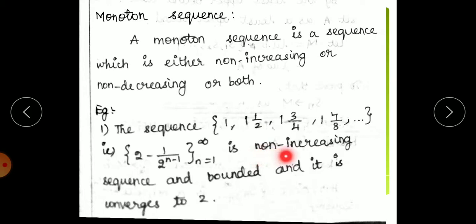See the sequence, it is non-increasing. Non-increasing means it's a decreasing sequence. If you see the sequence itself, you know that one value. Then 1 by 2: 1 2s are 2, 2 plus 1, 3 by 2. 3 by 2 is less than 1. And then 1 by 4: 1 4s are 4, 4 plus 3, 7 by 4, it is less than this value 3 by 2. Likewise, it will keep moving on. So it is obviously a decreasing sequence, that is a non-increasing sequence. Moreover, it is bounded as well as it has a limit as 2. That is, it converges to 2. It ends with 2 only.